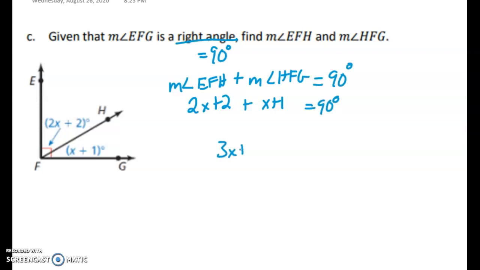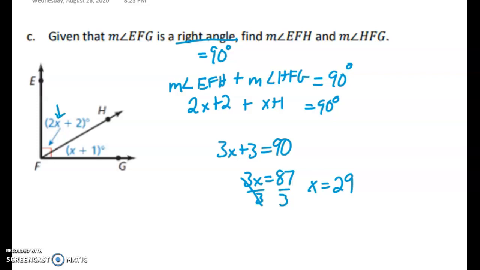So now just work on your solving skills, combine your like terms, subtract the 3, and then divide by 3. And I end up finding out that x equals 29. Now remember, you plug 29 back in, and so on this side I get 60, and I plug 29 in here, and 29 plus 1 is 30. So my answers are 60 and 30 degrees.